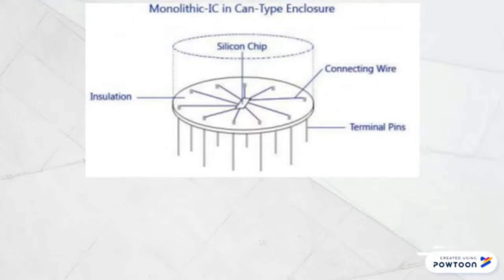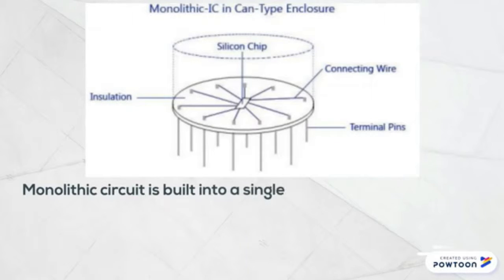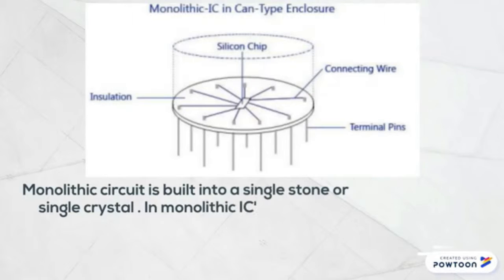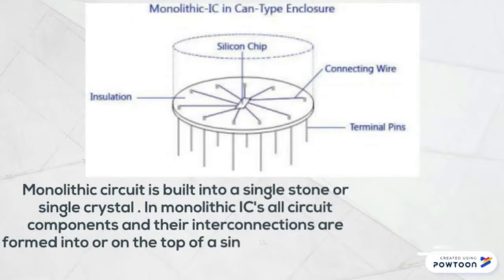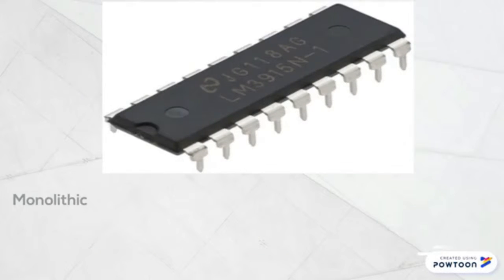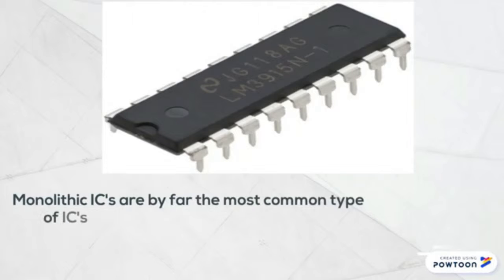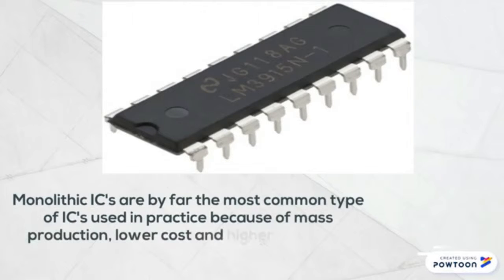Monolithic circuit is built into a single stone or single crystal. In monolithic ICs, all circuit components and their interconnections are formed into or on top of a single chip of silicon. Monolithic ICs are by far the most common type of ICs used in practice because of mass production, lower cost, and higher reliability.